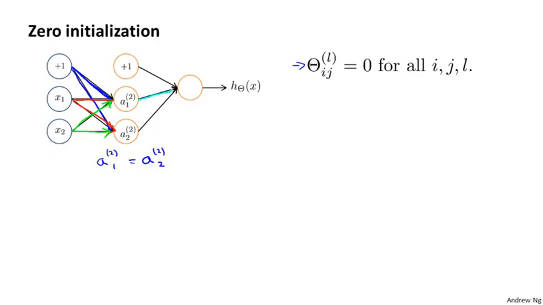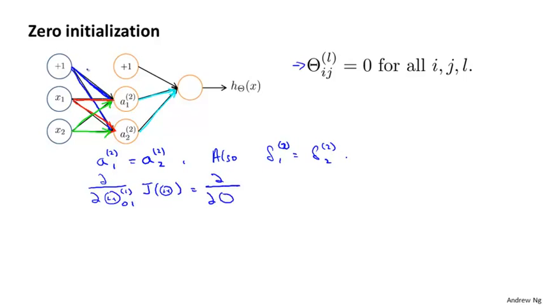And moreover, I'm not going to show this in too much detail, but because these outgoing weights are the same, you can also show that the delta values are also going to be the same. So concretely, you end up with delta 1(2) equals delta 2(2). And if you work through the math further, what you can show is that the partial derivatives of the cost function with respect to these two blue weights in your network are going to be equal to each other.